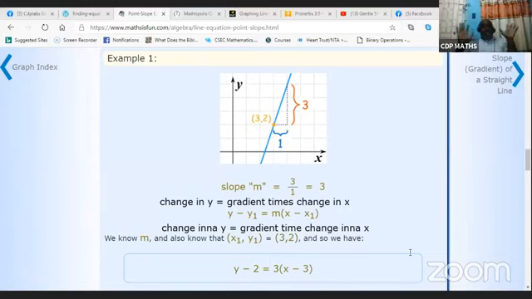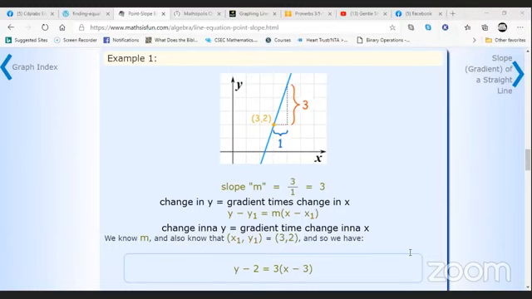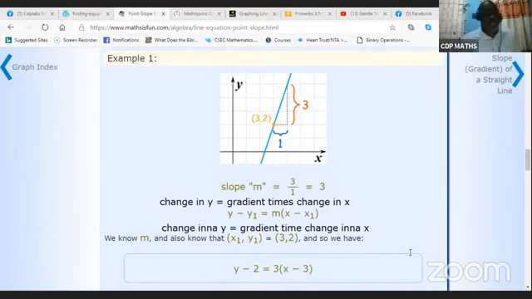So I hope it is easy for you to remember it that way. Change in a Y is equal to gradient times change in a X. So you must have a known point, you must have a gradient. You can find the gradient if you wish using the graph. Okay? All right, so let's scroll down.